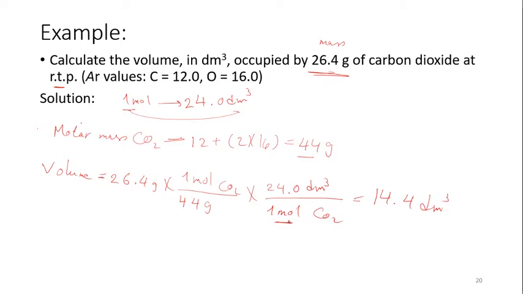Let's verify if we calculated it right, if our calculation is correct. So I cancel the grams with the grams and the moles with moles. I end up with the cubic decimeter. So I have to remember, if I'm given the mass, I have to convert this mass into moles, and I will use the relation that if each 1 mole contains 24 cubic decimeter volume, I can obtain the volume for this amount, which is 26.4 grams.